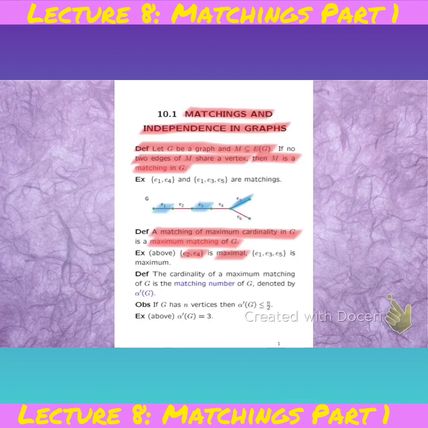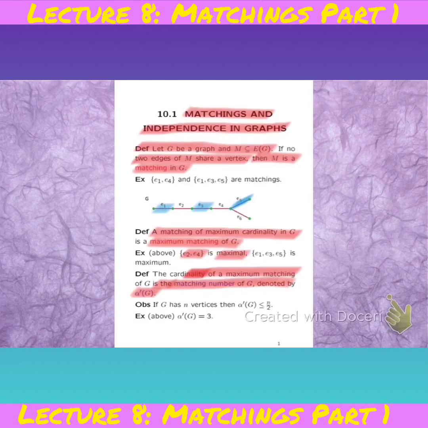Right, now the cardinality of a maximum matching of G is called the matching number of G, and it's denoted by alpha prime of G. So you basically look at all your possible matchings that exist in your graph G, and then you choose the one with largest cardinality, and that's the matching number of G.